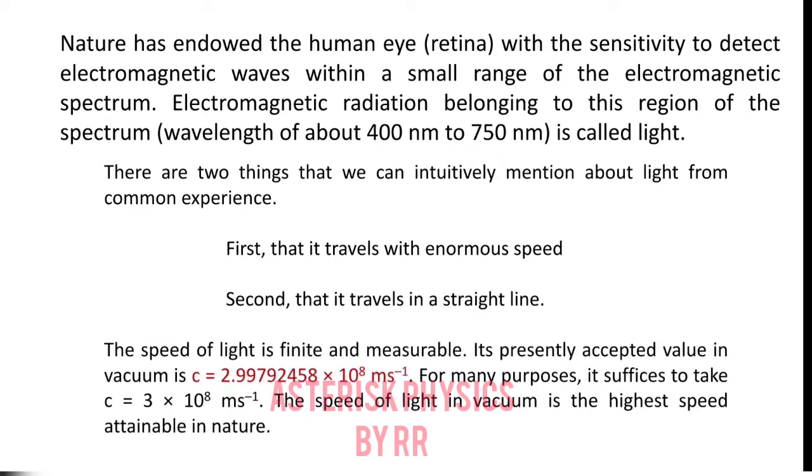The speed of light is finite and measurable. The accepted value is 2.99792458 × 10^8 meter per second. For practical purposes, we have approximated this value to 3 × 10^8 meter per second. And this is the highest speed attainable in nature. No material body can have a velocity greater than that of light.